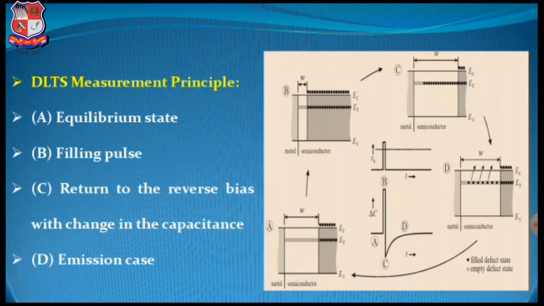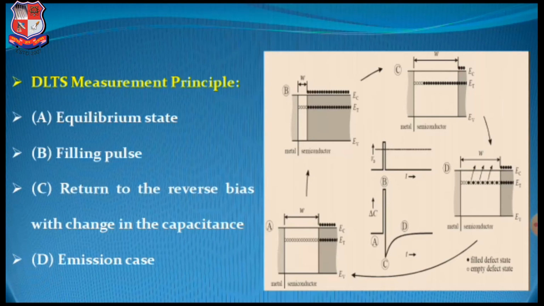The first stage is known as the equilibrium stage, where the valence band, conduction band and the trap band are at a predefined level, or we can say unchanged level. After the filling pulse, that is stage B, the charge carrier concentration of electrons is highly increased, and we can see from the figure that the charge carrier concentration of holes is highly decreased. After the filling phase, the return to reverse bias with the change in the capacitance, and the original position of A is somehow stabilized.